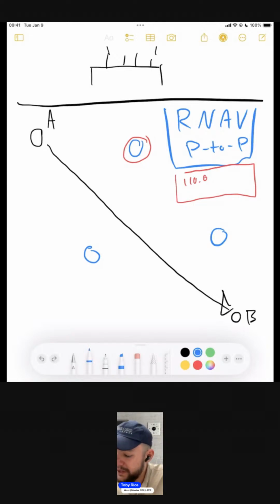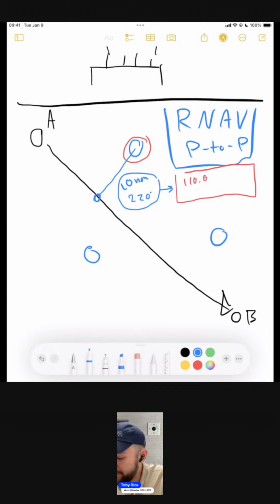This VOR, I can draw the radial from that VOR. Let's say that VOR is 10 miles from the course, and the radial which that course is on is, let's say, the 220 radial. What I do is I'll take this information and plug it into my RNAV. And then I'll take the information from the other VOR, and let's say this one is also 10 miles from the course, but it's on a 030 radial. So I would plug that into my RNAV as well.